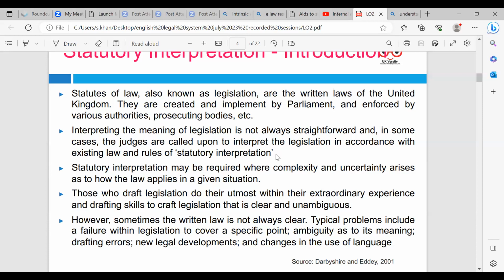Statutory interpretation may be required where complexity and uncertainty arises as to how the law applies in a given situation. Those who draft legislation do their utmost, within their extraordinary experience and drafting skills, to craft legislation that is clear and unambiguous. However, sometimes the written law is not always clear. Typical problems include a failure within legislation to cover a specific point, ambiguity as to its meaning and drafting errors, new legal developments and changes to the use of language.